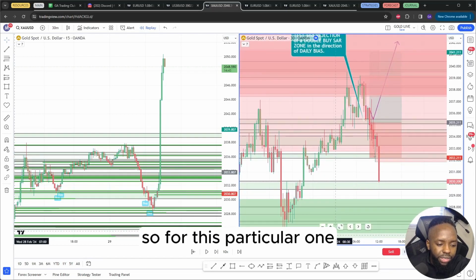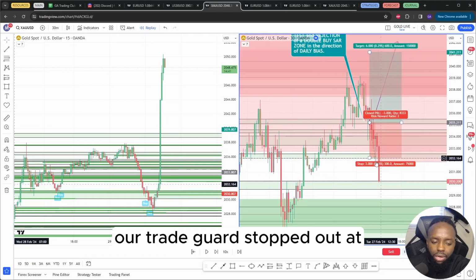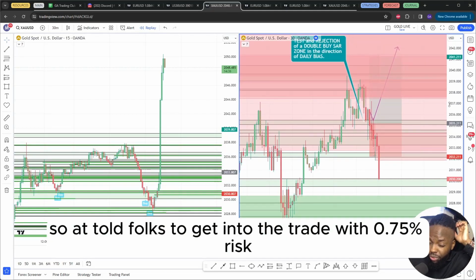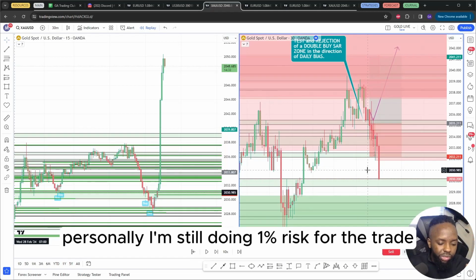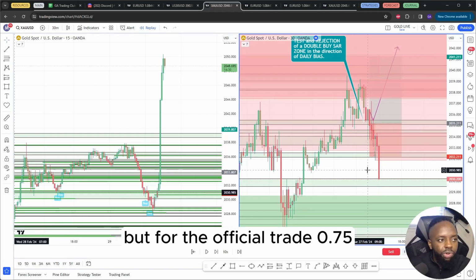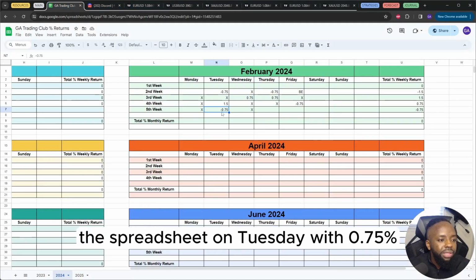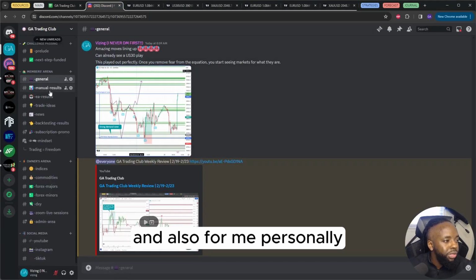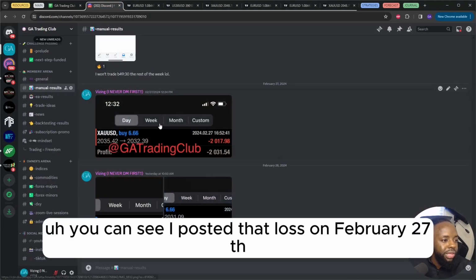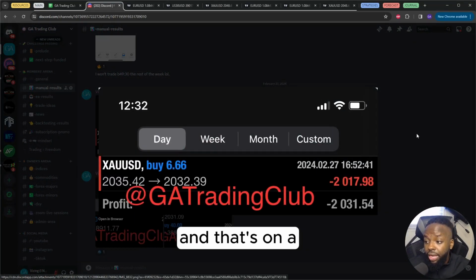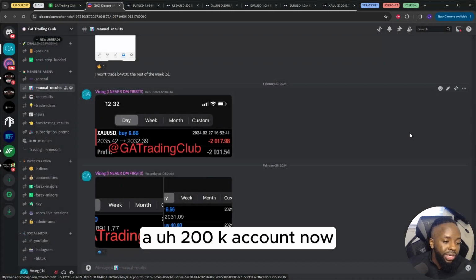So for this particular one, the trade got stopped out at stop loss. I'd told folks to get into the trade with 0.75% risk. Personally, I'm still doing 1% risk for the trade, but for the official trade, 0.75. As soon as we hit that loss, you'll see that we updated the spreadsheet on Tuesday with 0.75%. And also for me personally, you can see I posted that loss on February 27th. I was down 2K, and that's on a 200K account.